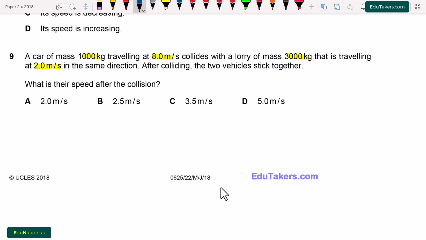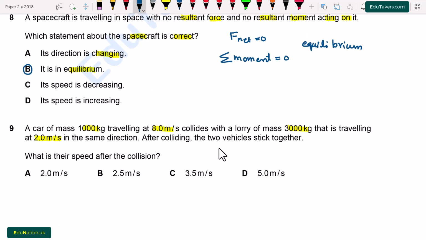Here I use the conservation of momentum, that the total momentum before the collision must be equal to the total momentum after the collision. So I write here, total momentum before the collision will be mass of car, speed of car plus mass of lorry and speed of lorry. It will be equal to mass and speed, which is after the collision.